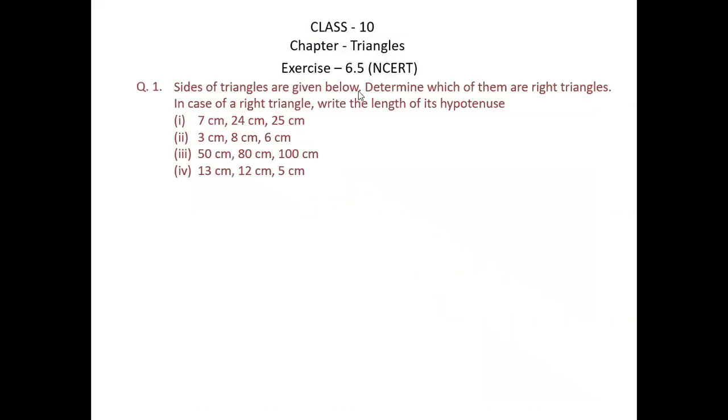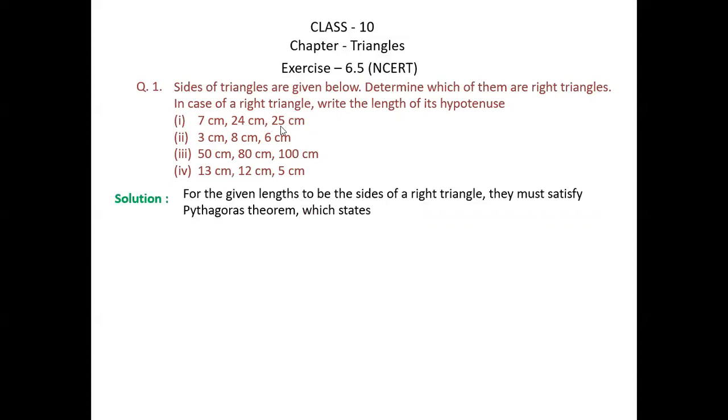sides of a triangle are given below. Determine which of them are right triangles. In case of a right triangle, write the length of the hypotenuse. So these are the measurements of each side: 7 centimeter, 24 centimeter, 25 centimeter. So let us see the solution.